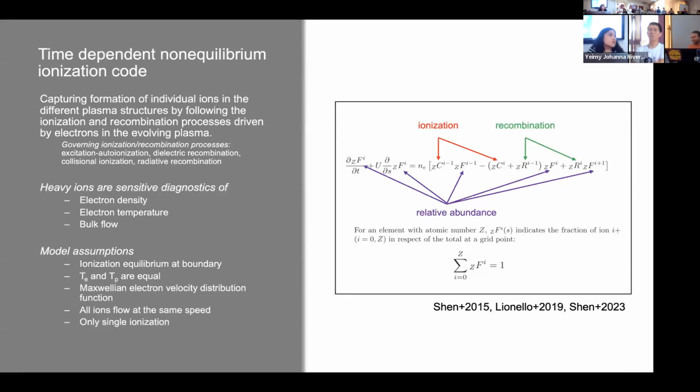It did quite well. So for our purposes, we've taken the coronal solutions and coupled the time-dependent ionization code, as I mentioned before. We were really interested in following the individual ion formation along the different substructures of the CME and trying to link up these observations that we see in situ. How do they link up to this evolution through the corona, by following the non-equilibrium ionization?